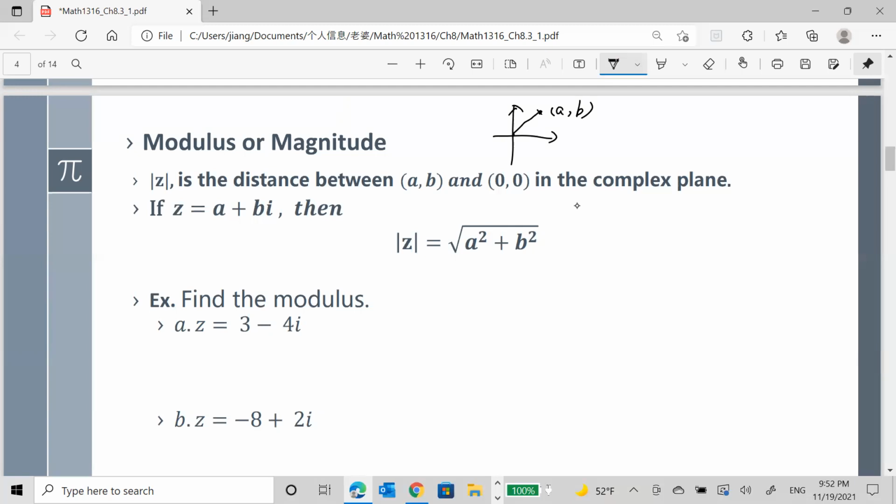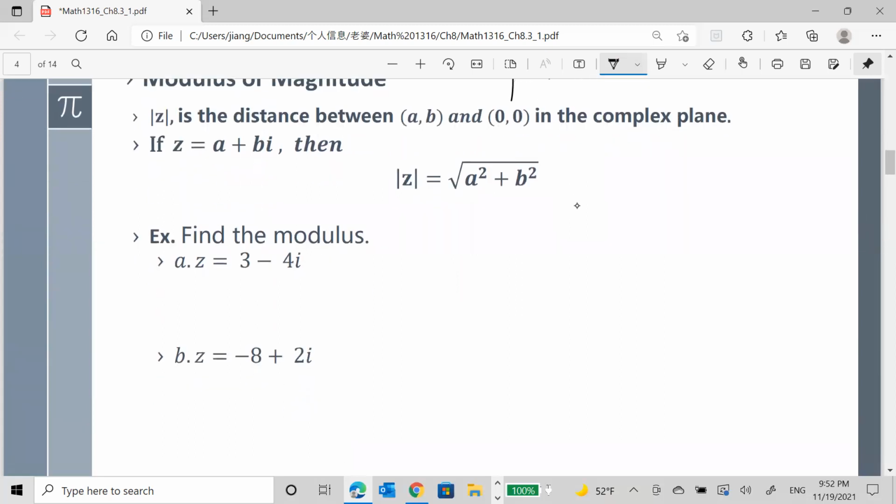So how to find the distance? If I have z equals a plus bi, that means the distance from (0, 0) to the point (a, b) is the square root of a squared plus b squared. It's the Pythagorean theorem. Okay, let's find the modulus for z equals 3 minus 4i.